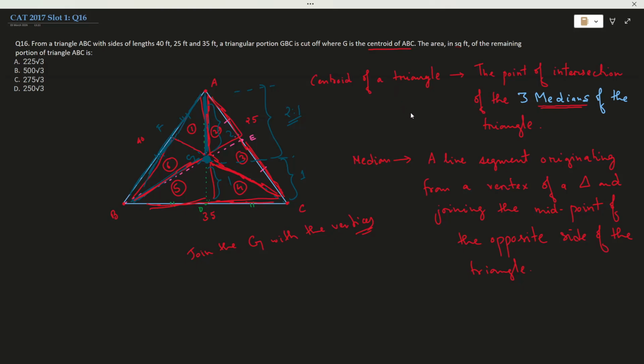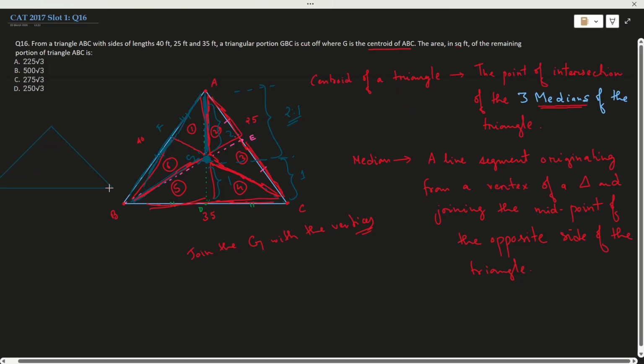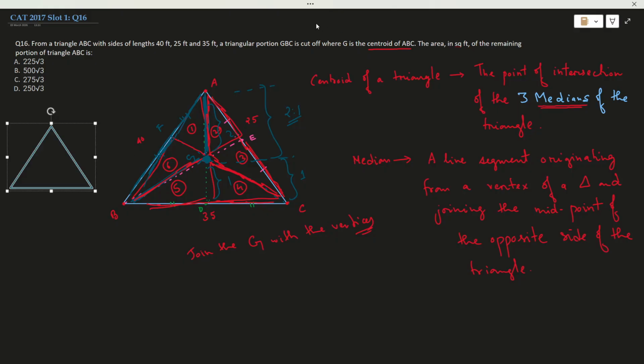All right guys, I will draw the triangle again. So suppose this is the centroid, join these points.